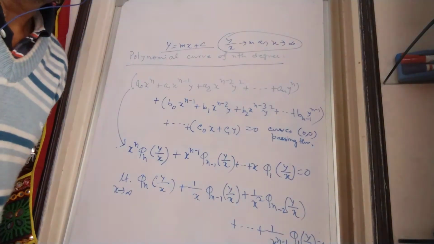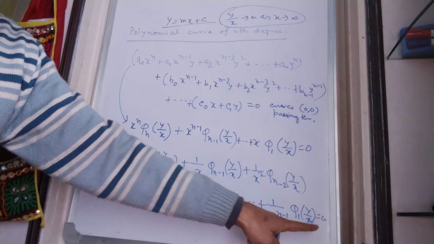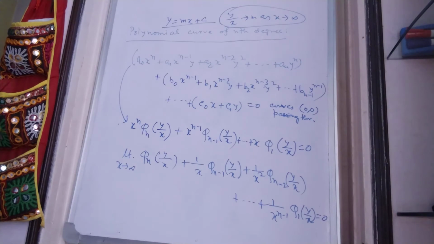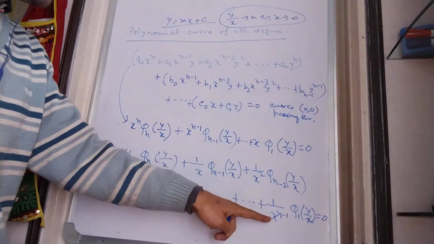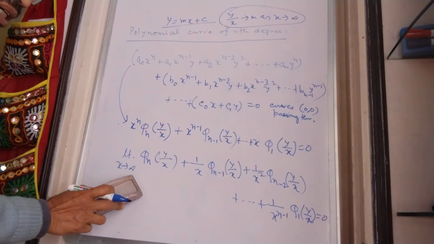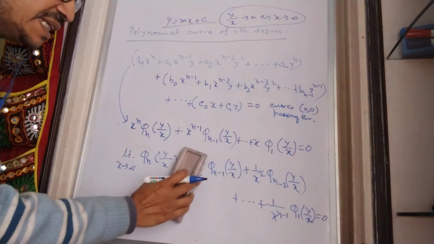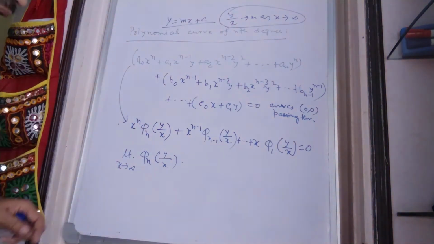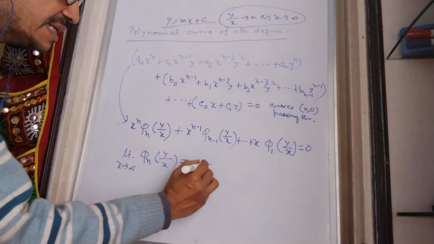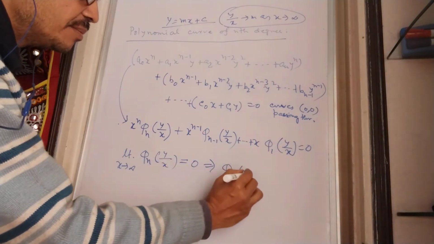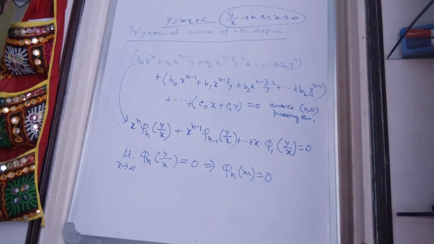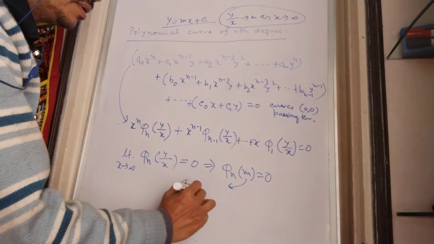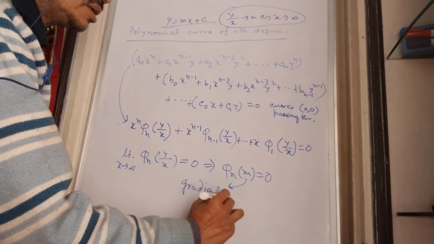So, it is visible in the board, I hope. This term is 0 equal to 0, and obviously we don't need any of these terms because x tends to infinity, and from this expression we can easily write that as x tends to infinity, we have y by x tending to m. So this implies actually phi n m equal to 0, and this m denotes the gradient of the required asymptote, isn't it?